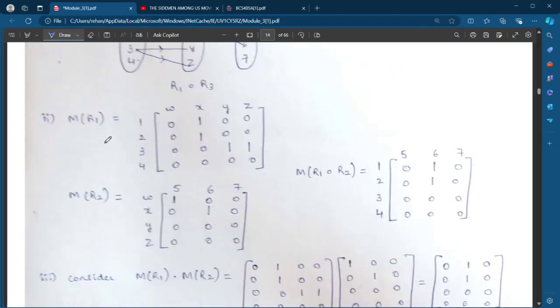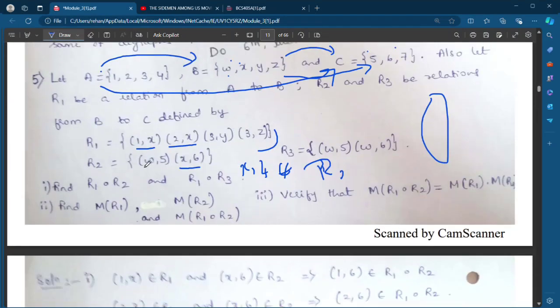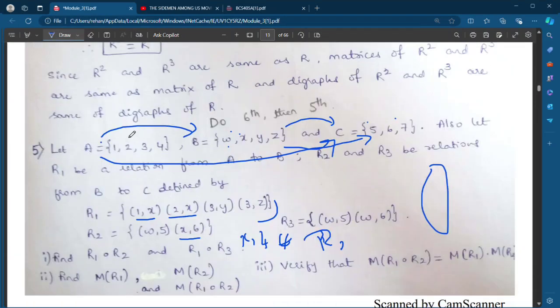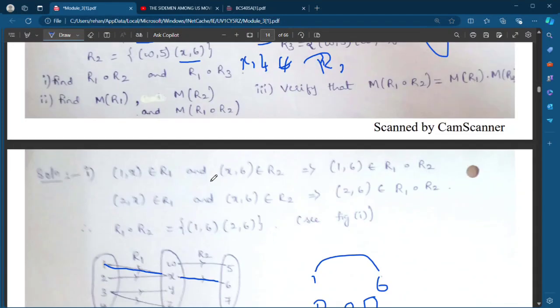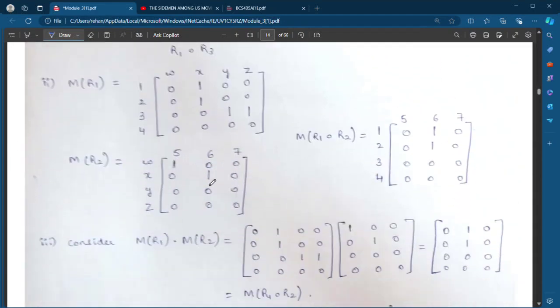Then I have to draw the matrix of R1. What is R1 here? 1 comma x, 2 comma x, 3 comma y, 3 comma z. So R1 is what, here you will write A, and here you will write P. Then find the coordinates and fill up. Second question, third question, fourth question, and now see.